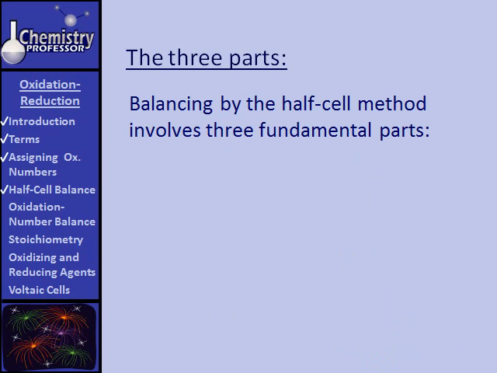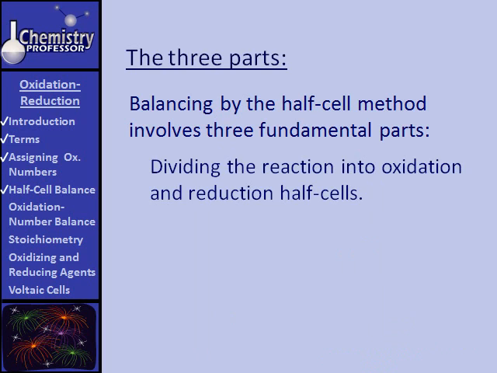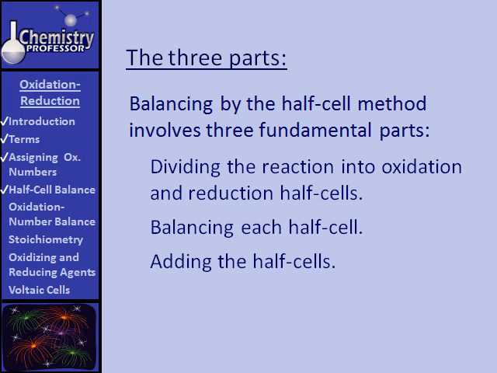Now, balancing by the half-cell method involves three fundamental steps. First, you divide the overall reaction into oxidation and reduction half cells. Then you balance each one of those half cells independently, and then you add the half cells. Well, we'll show you in detail. Here it is in a stepwise process.